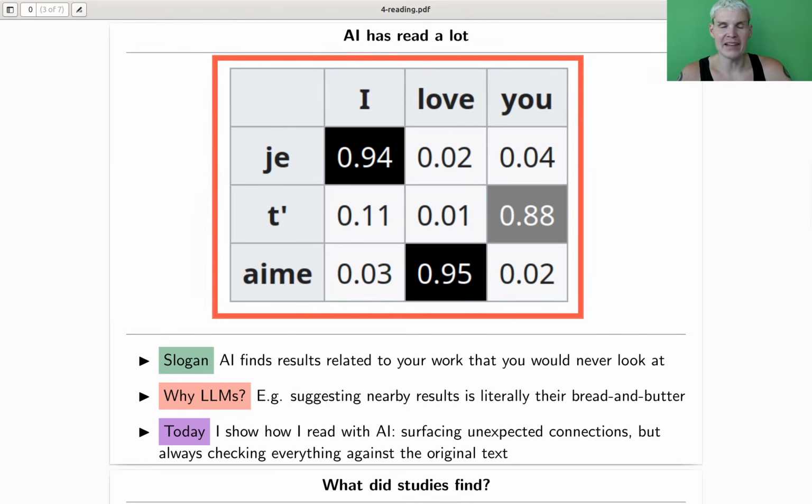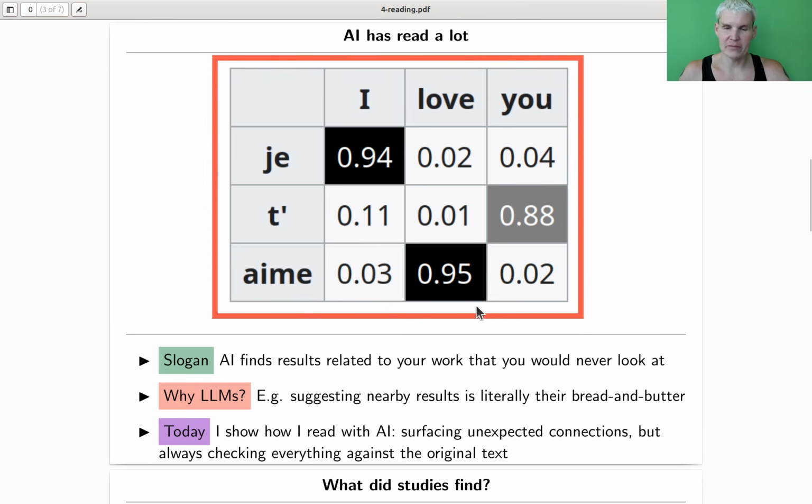So essentially, the point is that AI finds results related to what you do that you would never have looked at. That's what I said, right? We have all these little islands. Maybe in another island they almost do the same, but they speak a different language, so you can't really communicate with them. And then there's AI, which is really good for translation. And this attention mechanism that underpins most LLMs in use today is literally built for finding connections.